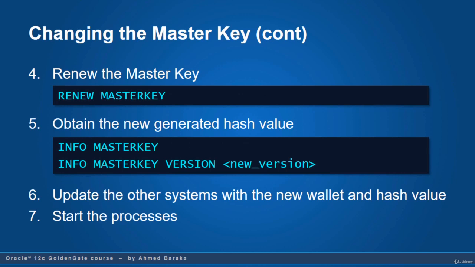In the trusted source database, you renew the master key using the RENEW MASTER KEY command. Obtain the newly generated hash value and update it in the parameter files of your configuration processes. Finally, start the processes.